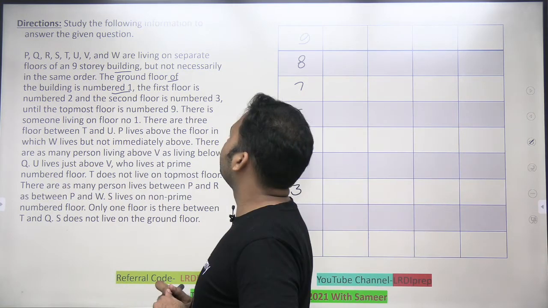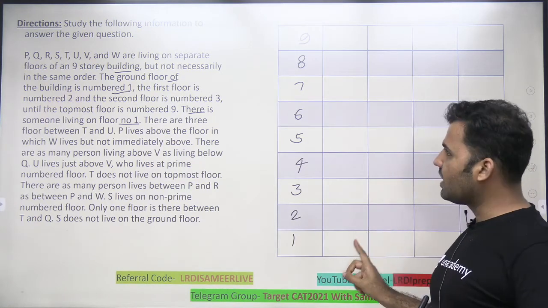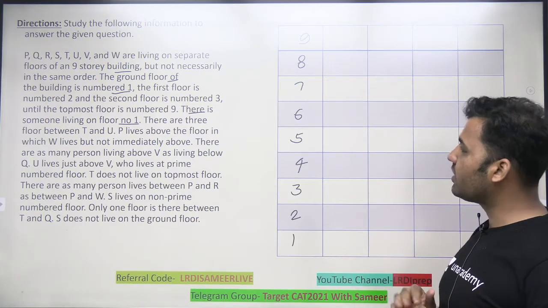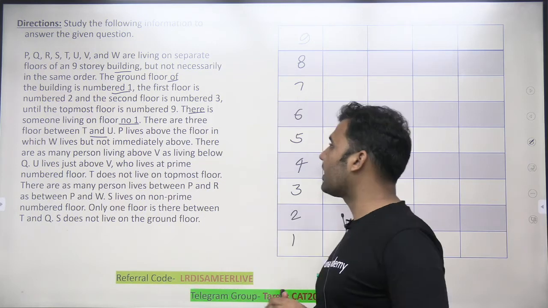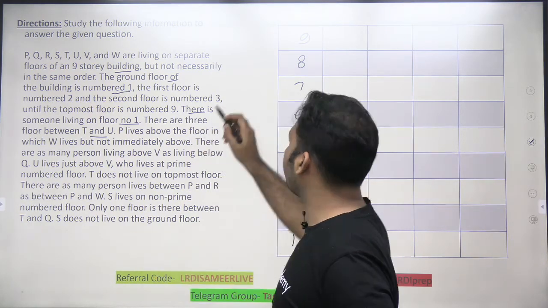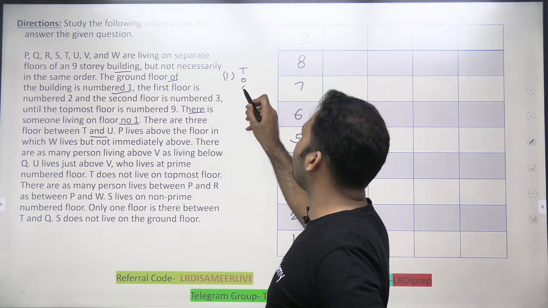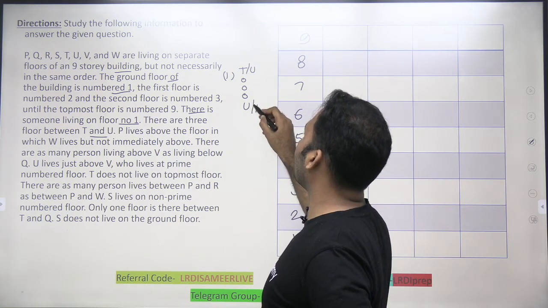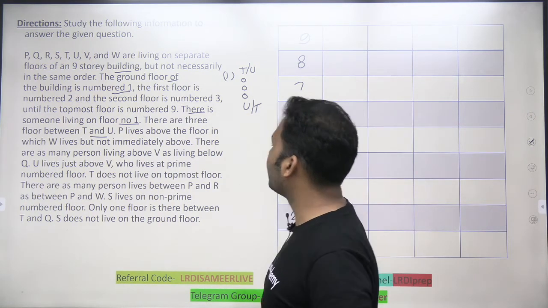There is someone who is definitely living on floor number 1. That means floor number 1 is not vacant. There are 3 floors between T and U. So let's write down the condition here, right? The first condition is between T and U, we have 3 floors. But who is on the upper side, we don't know. But between T and U, we have 3 floors. So let's note down this information.